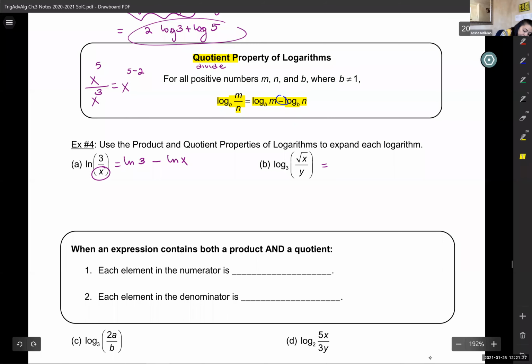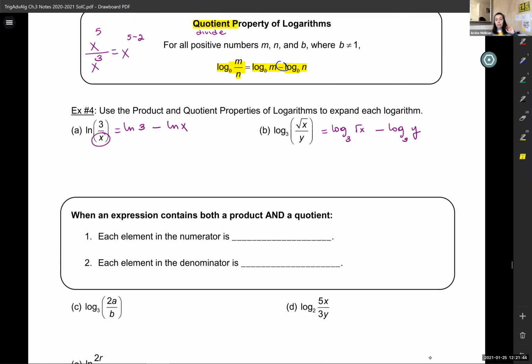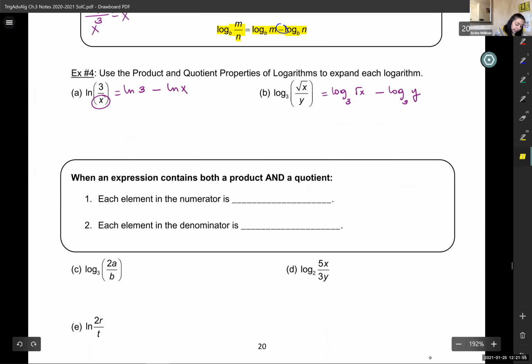Same with this one. Log base 3 root x minus log base 3 y. Okay. Questions? But now if you have more than one thing in the numerator or the denominator, right? There is a very quick way of figuring out what to do. Each element in the numerator is added, and each element in the denominator is subtracted.